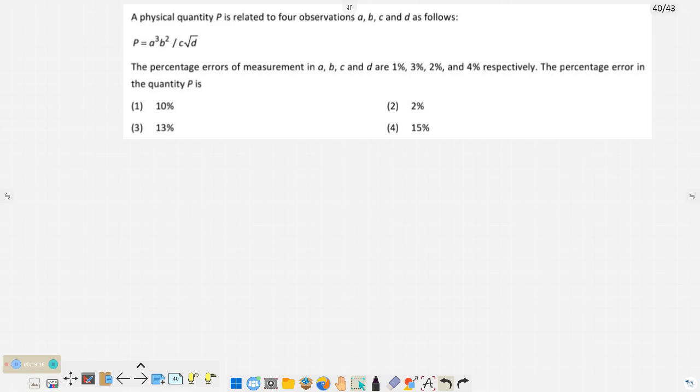This question is from units and dimensions, a percentage error question. They have given one relation: P is equal to A cube B square by C root D.